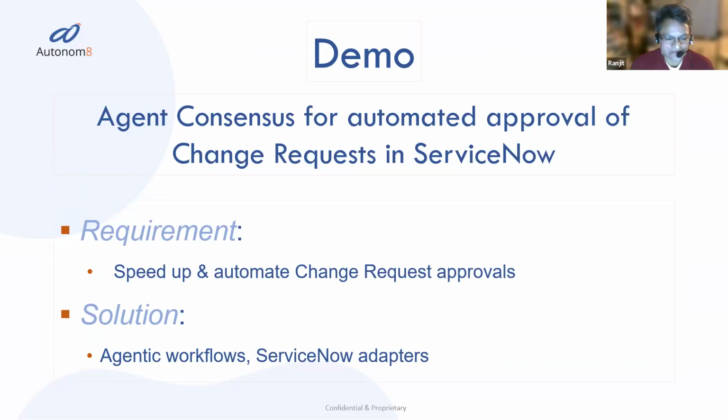So jumping right in, the demo I'm going to show you, while the title is Agent Consensus for Automated Approval of Change Requests in ServiceNow, that's certainly a mouthful, but let me break that down a little bit. So the business problem that we're trying to solve, as I've stated in the requirement, is to speed up and automate change request approvals. Just to give a little bit more depth there, as many of you might know, ServiceNow is an ITSM platform used by many important companies, a very successful product. And it's used a lot in the area of IT processes.